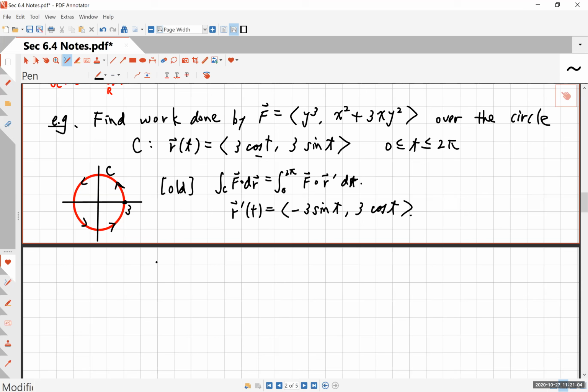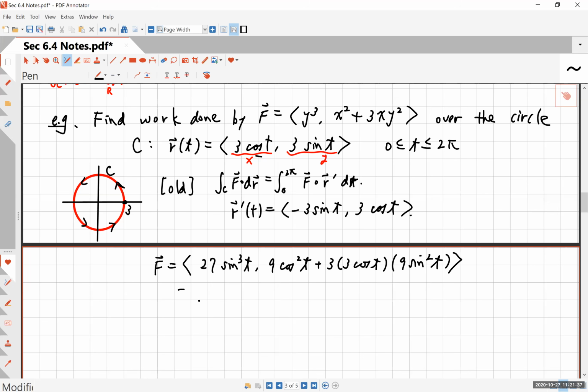That's not too bad. Now, F is rather complicated because y cubed turns out to be 27 sine cubed t. Remember, this is my x and this is my y, right? And so that's what y cubed is. Now, x squared is 9 cosine square t plus 3 times 3 cosine t, that's x, and then y squared would be 9 sine square t. And so F is 27 sine cubed t.